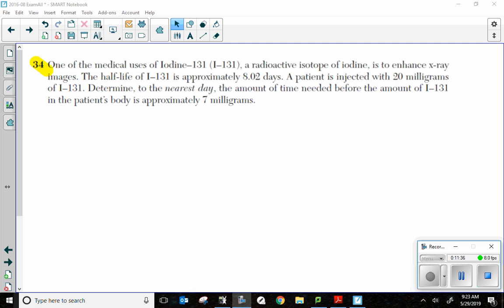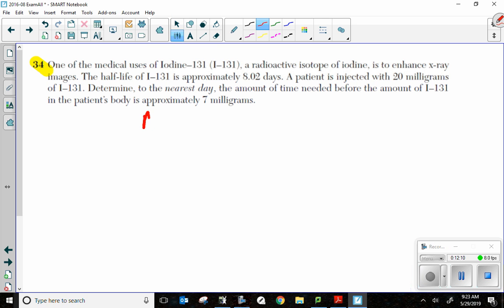One of the medical uses of iodine-131, which they creatively call I-131, a radioactive isotope for iodine, is to enhance X-ray images. The half-life of I-131 is approximately 8.02 days. A patient is injected with 20 milligrams of I-131. Determine to the nearest day the amount of time needed before the I-131 in the patient's body is approximately 7 milligrams.